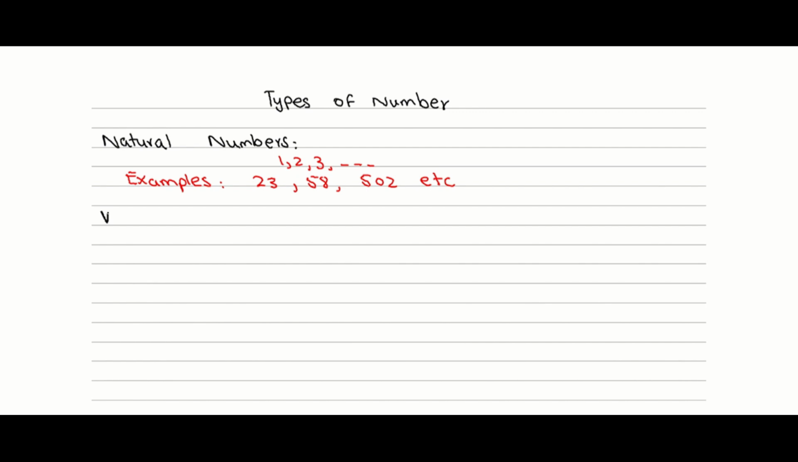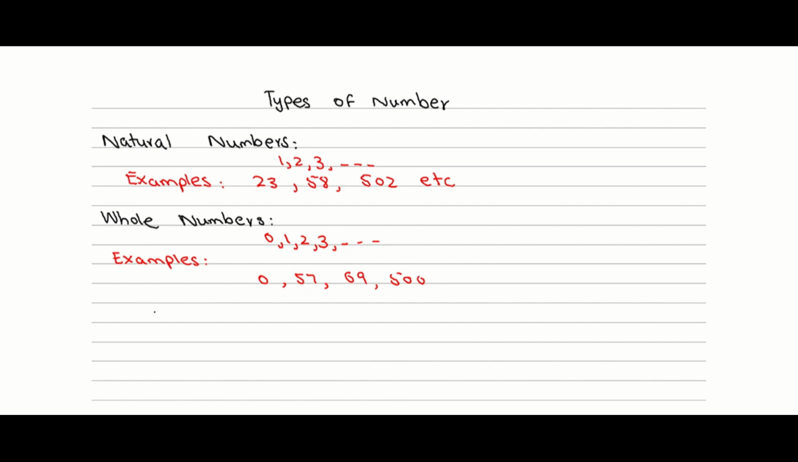So next are the whole numbers. The whole numbers are the numbers that start from 0. So it's basically all the natural numbers with a 0. So it's 0, 1, 2, 3, and it goes on and on. And if we write the examples, 0 is our whole number. If you write 57, it's also our whole number. If we write 69, that's also our whole number. Similarly, 500 is also our whole number.